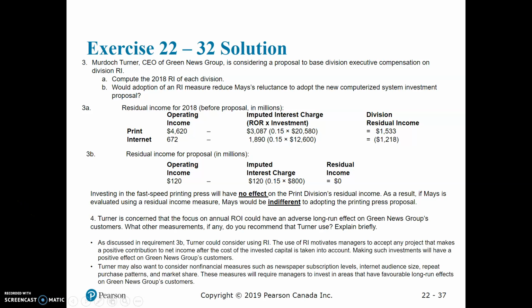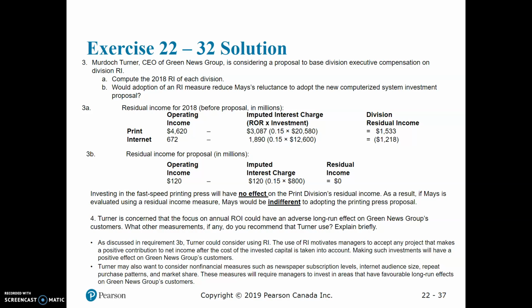That brings us to the final question, question number 4. Turner is concerned that the focus on annual ROI could have an adverse long-run effect on Green News Group's customers. What other measures, if any, do you recommend that Turner use? Explain briefly. One of the recommendations is for Turner to consider using the residual income method.